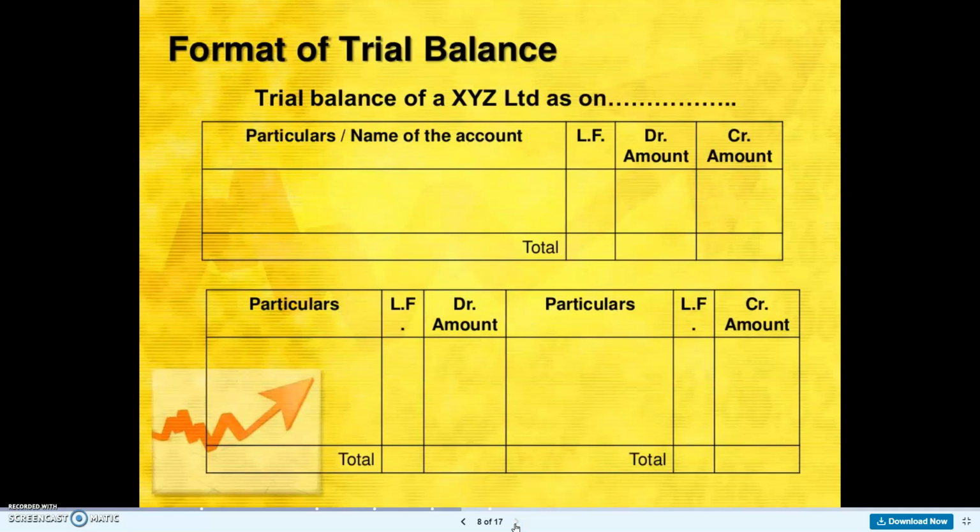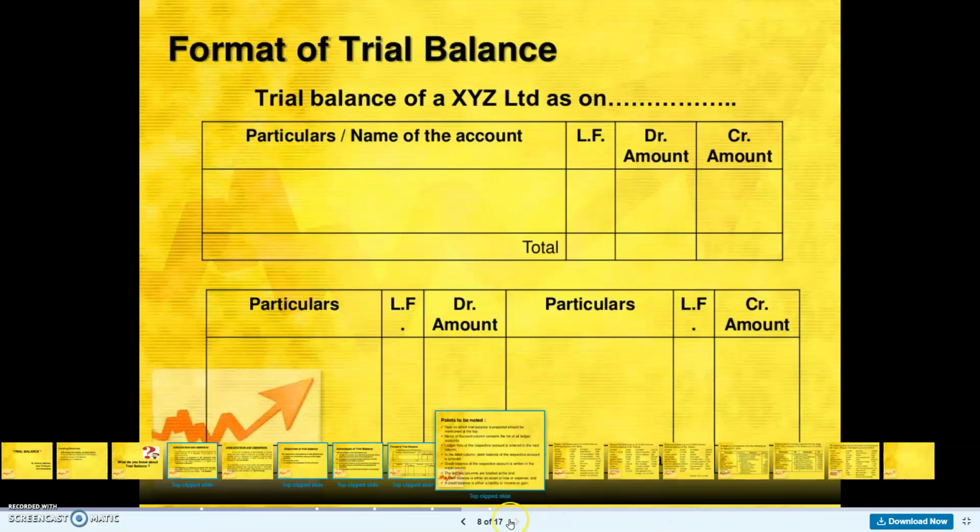These are the two different formats by which you can prepare a trial balance. In the first one, you can see we have particulars, name of the accounts, LF (ledger folio), debit amount and credit amount. The second one below has particulars, LF, debit amount, particulars, LF, credit amount. So you can follow either of these two methods in making a trial balance.